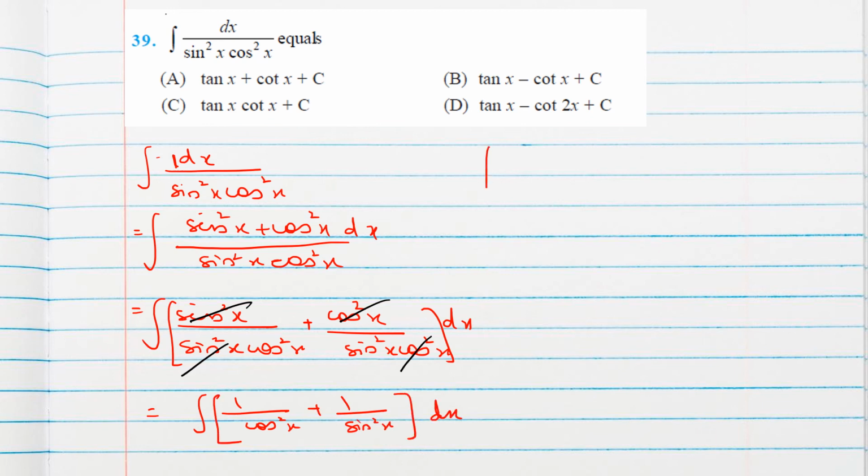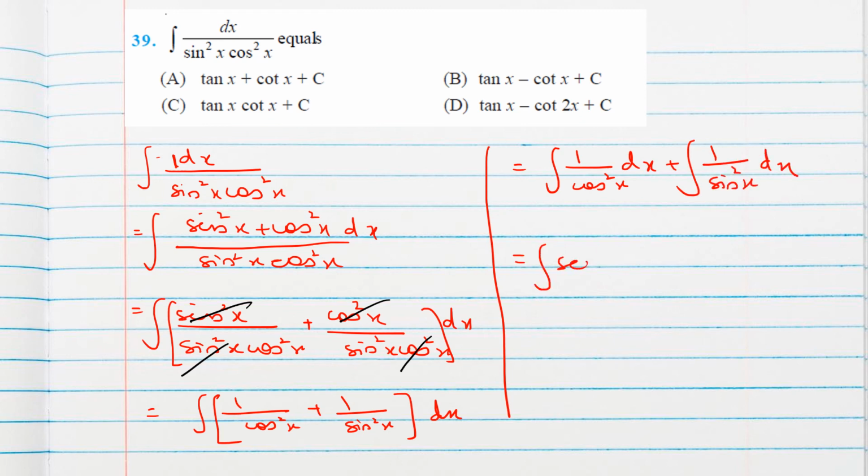Now we can separate the integral. So 1 by cos square x dx and 1 by sine square x dx. This we can write sec square x dx, and this one we can write cosec square x dx. So this we can write as tan x, and integral of cosec square is minus cot x plus c. So which is in option B. So we can write option B is correct.